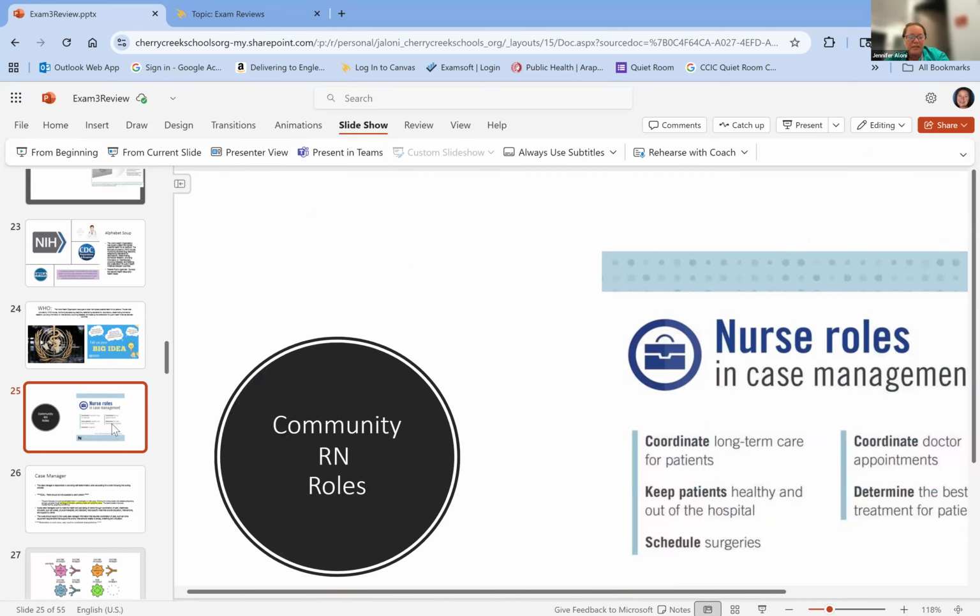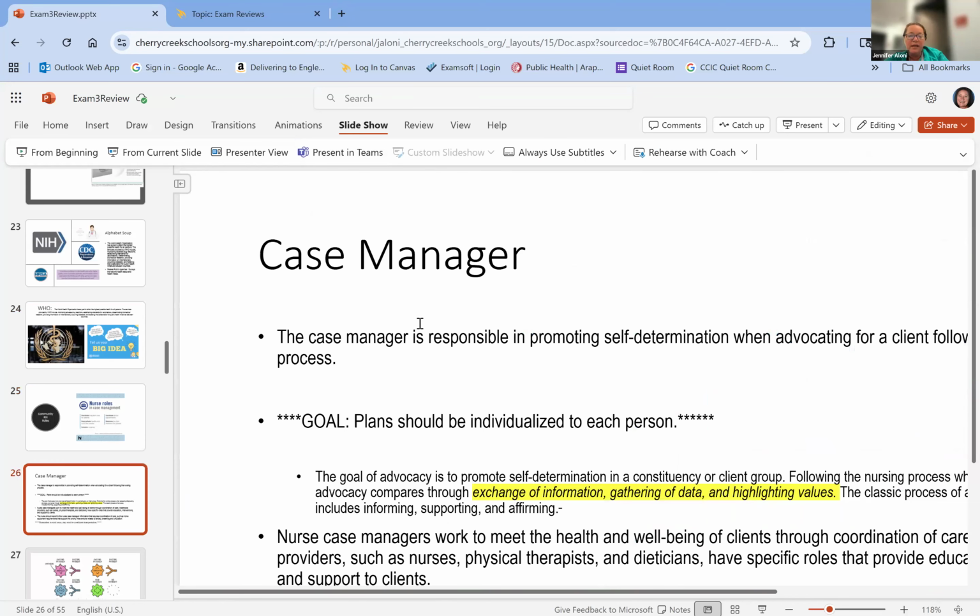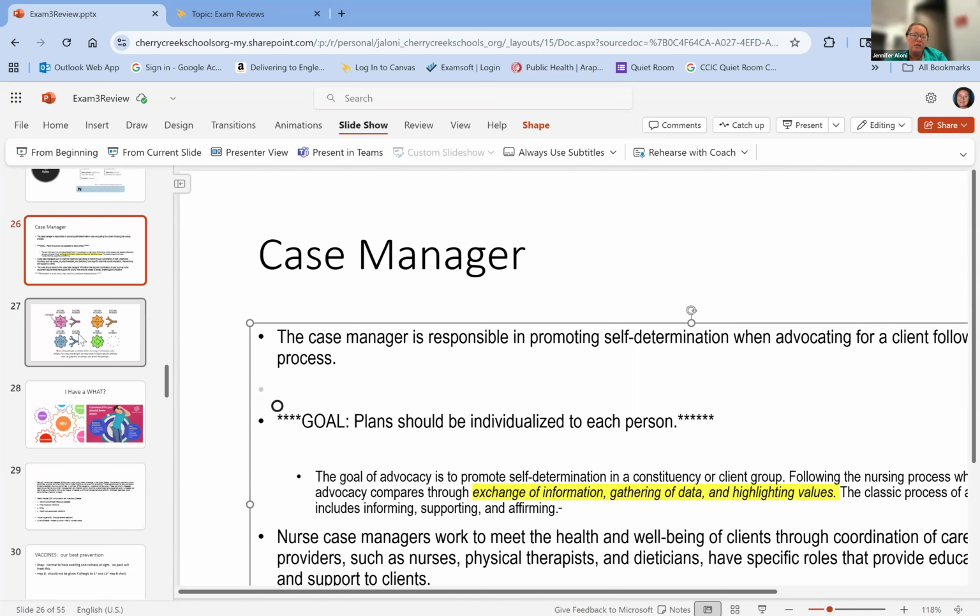Case management we spoke about this week. We know that their role is really to coordinate care, get supplies as needed, schedule appointments, and try to get the patients to really follow the care, okay? Make sure you do know that when you're making a plan as a case manager, they're individual to every person, okay? And so nurse case managers work well to meet the needs and health of coordination of care, okay? So we need to exchange information, we gather data, and we highlight values, right? That's how we develop our cases for our patients.